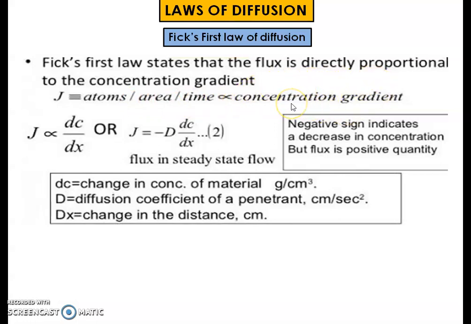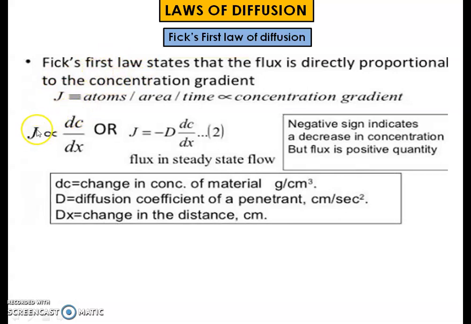Concentration gradient means the difference between the higher concentration and the lower concentration. If there is more difference between higher and lower concentration, the particles will move with more speed, or more mass transfer will take place. That means the flux will be more. If the difference in the concentration gradient is more, flux will be more. So this is Fick's first law.